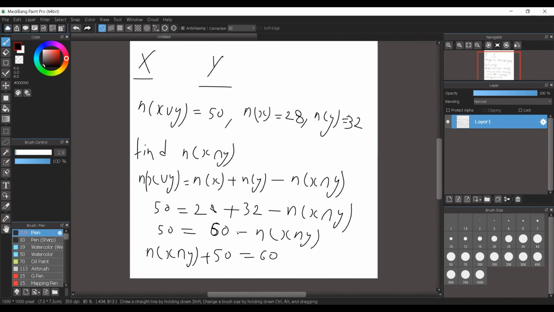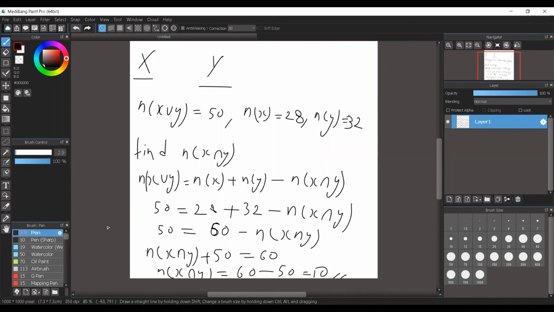Okay, we just took it to the opposite side. You know, we learned this in algebra. If we take it to the opposite side, the sign will change. Here it's negative, it will become positive. This is already positive. Okay, now we're going to take 50 to the other side. Now here it is plus 50. We're going to take it to the other side. It's going to be minus 50. That equals 10. So what's the value of n of X intersection Y? The answer is 10. Is it clear?